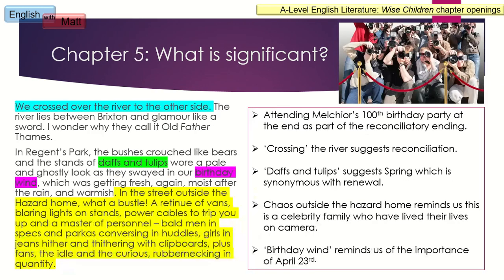And finally, chapter 5. Significantly, when you think about the beginning of chapter 1, this idea of a binary between left and right side of the tracks, or the north and south side of the river, we now have this idea of crossing over the river. And with comedy, we're going to get reference to reconciliation. And in this chapter, Melchior does finally acknowledge paternity of the children after 75 years. So crossing the river there suggests that they're making inroads into their main family, which they've always felt slightly excluded by, both culturally and in terms of family as well.